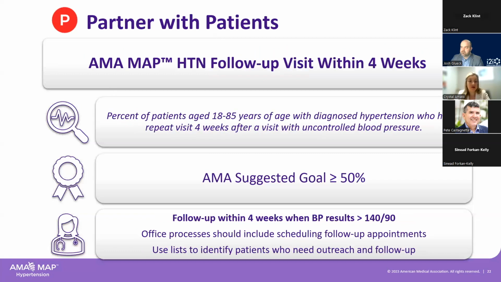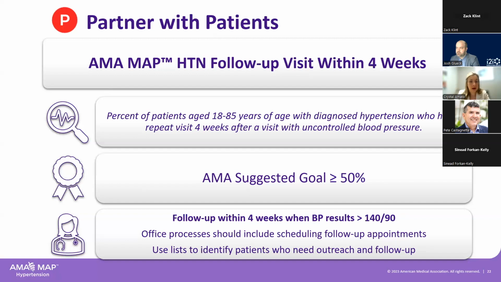The second measure that aligns with Partner with Patients is follow-up visit within 4 weeks. The intent of this measure is to make sure we're getting patients with uncontrolled hypertension back in the office for follow-up. We're looking specifically at visits for patients ages 18 to 85 with uncontrolled hypertension. To satisfy the numerator, we want to ensure that the patient comes back for a visit within 4 weeks. And the AMA recommends a goal of at least 50% for this measure.